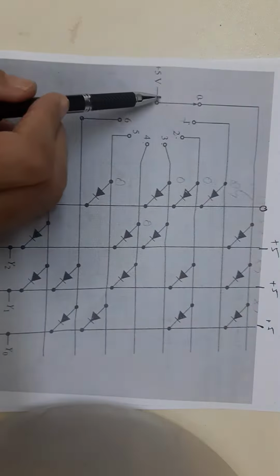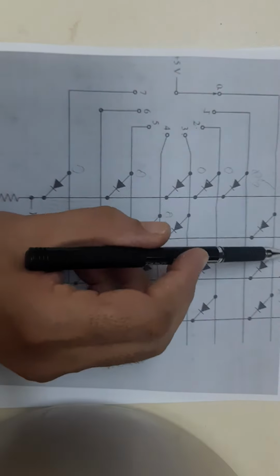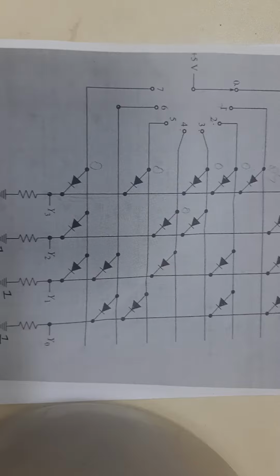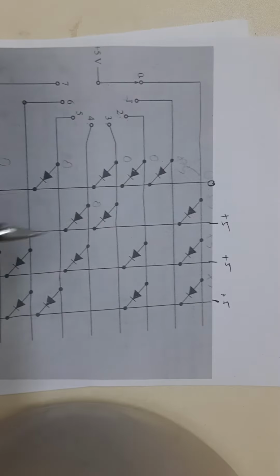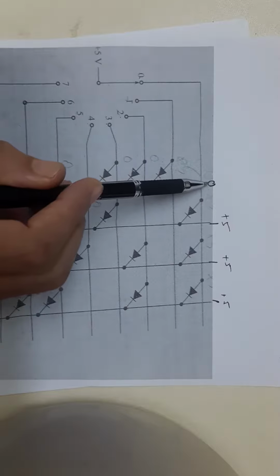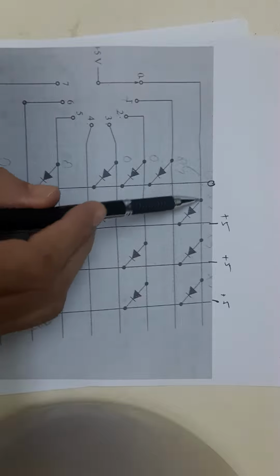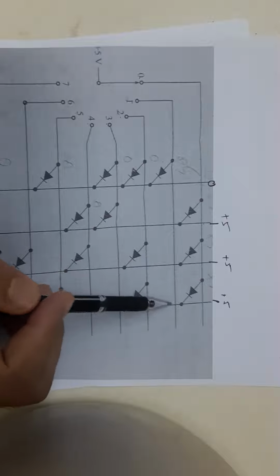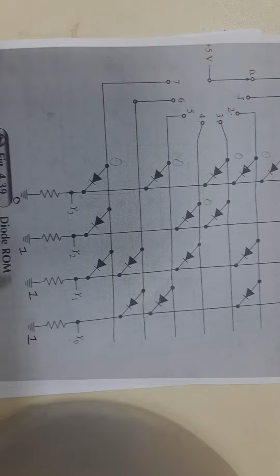So whenever we are connecting to address line 0, we are getting the same output 0, 1, 1, 1. That means when it is 0, there is no voltage, so the output is equal to 0. There is plus 5 voltage, and due to the forward bias, the circuit is complete. So for the first address line, we are getting 0, 1, 1, 1.